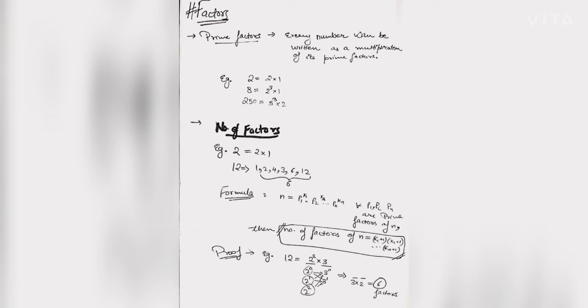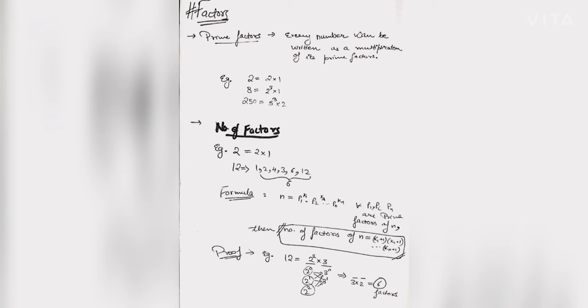So now let's talk about how to count how many factors of a number exist. For example, 2 can be written as 2 into 1. It means that there are only 2 factors of 2. Now consider 12. There are 6 factors: 1, 2, 4, 3, 6 and 12. So in order to count them, we need a formula so that we can just put the numbers in there and find the solution.